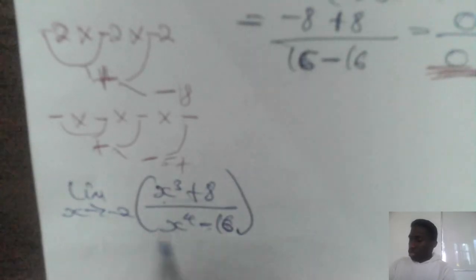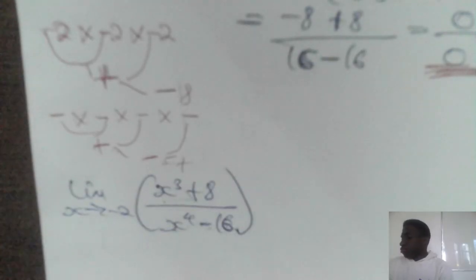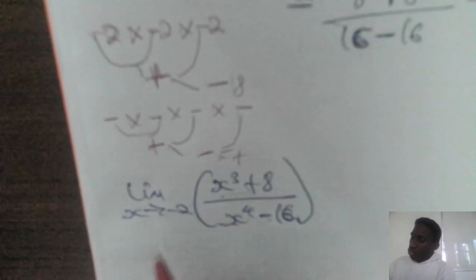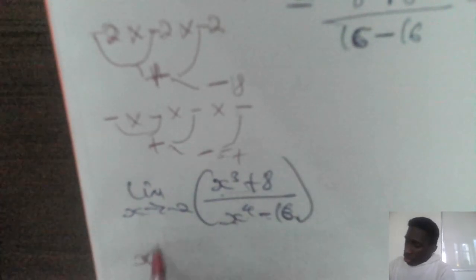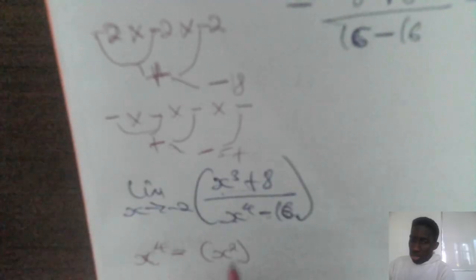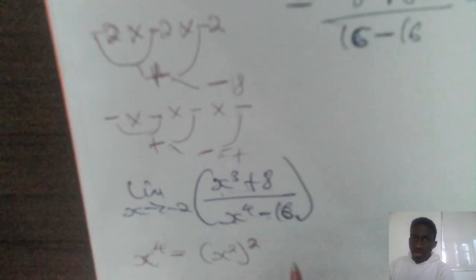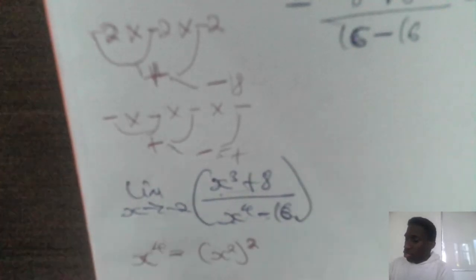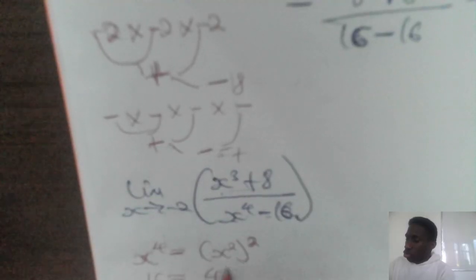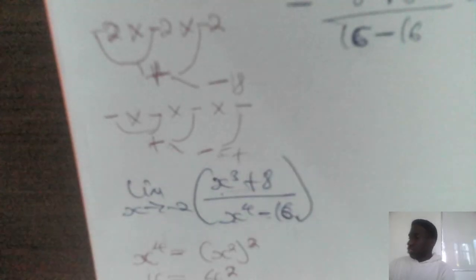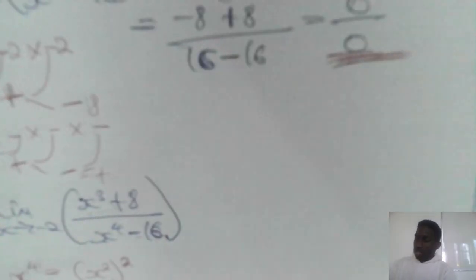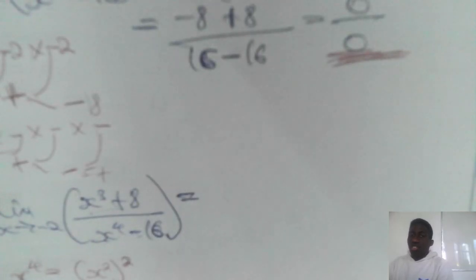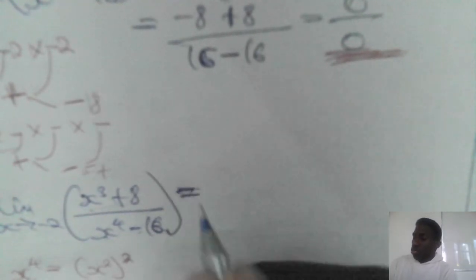The reason is because this is x to the 4 minus 16. Now, we know that 16 is a perfect square, right? What about x to the 4? x to the 4 is just equal to x squared all squared. And then 16 is equal to 4 squared. So we can express this as a difference of 2 squares, and we can factorize it, break it down.